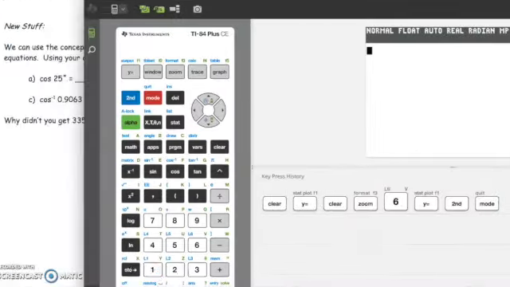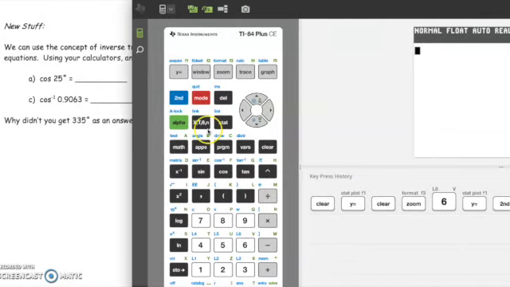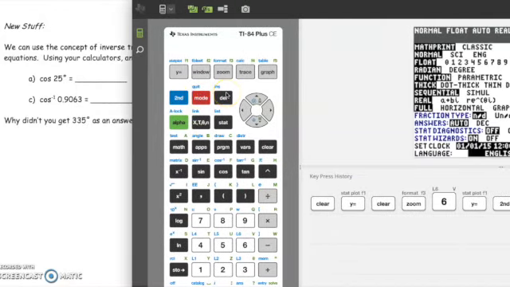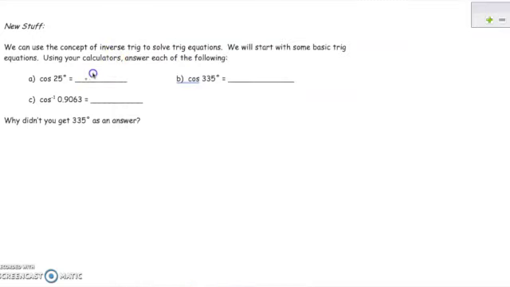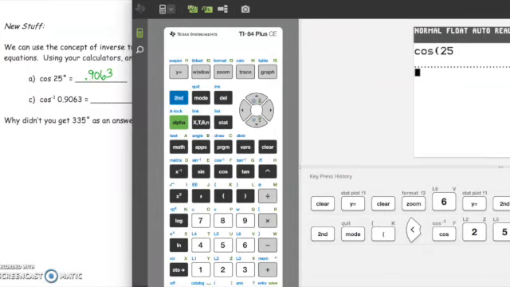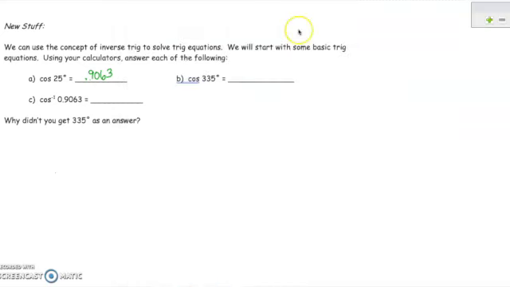So here's my calculator. It says find the cosine of 25 degrees. I'm going to make sure my mode is in degrees. If it's not, I'm going to switch it. Second quit. I'm just going to do cosine of 25. Hit enter. It tells me it's 0.9063. So the cosine of 25 is 0.9063. Awesome. All right, cosine of 335. Let's do the same thing. Cosine 335. Wow, also 0.9063.